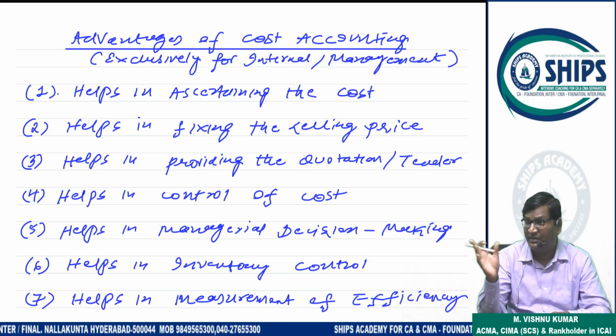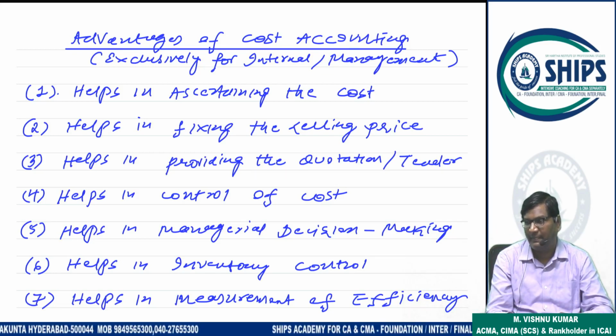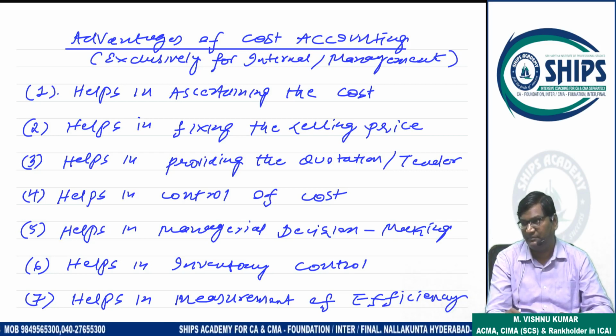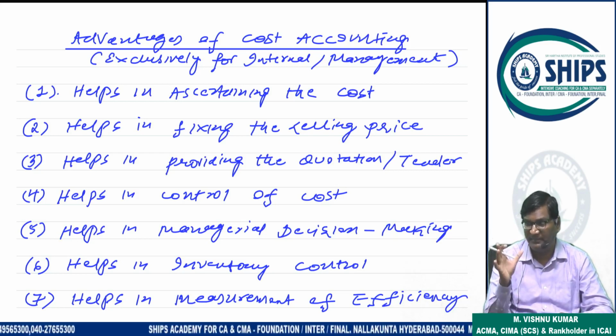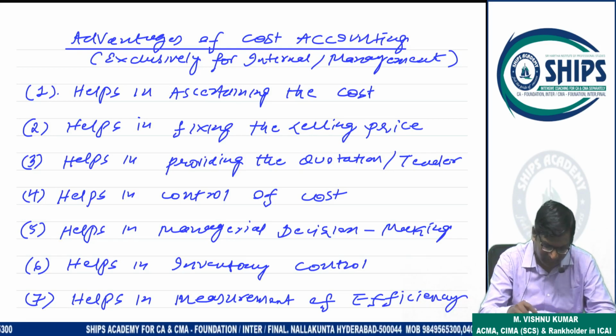Means tobacco business separate, hotel business separate. So these decisions will be taken by managerial level people from costing data also. Okay, so decision making, clear? So in marginal costing I will explain this, don't worry.